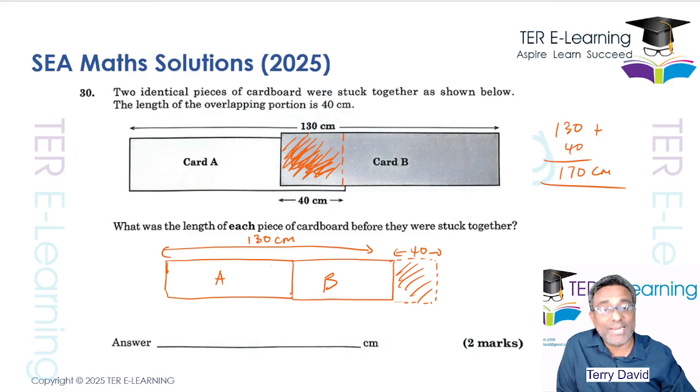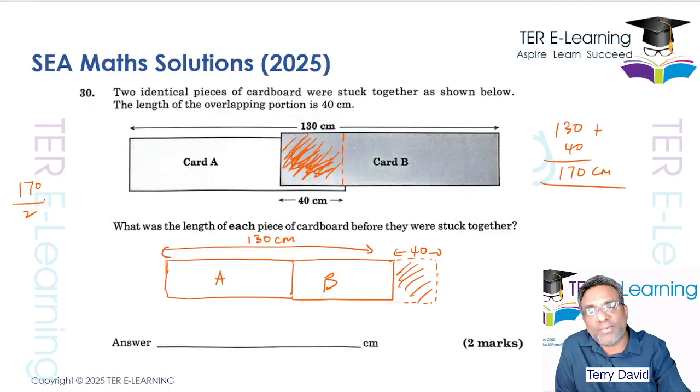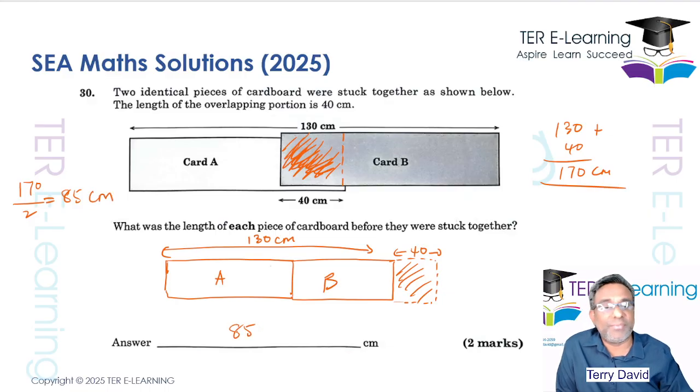Question wants to know what's the length of one card. All I'm going to do is to take 170 and divide that by 2. 170 divided by 2, that's going to be 8 2s are 16, and you're going to have 10 here, so that's going to be 85 cm. So the length of this thing here is 85 cm. Not as complicated as some students thought it was.